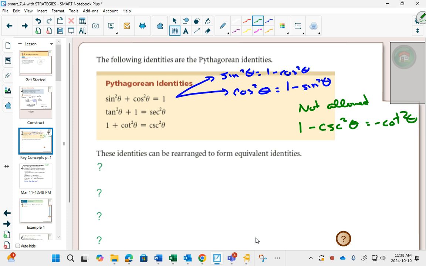Okay. I took this one. Can you see that that's true? Mental math-wise, what did I do? I moved the cosecant squared to the left, and I moved the cotangent squared to the right. But I did two mental math things to do that.